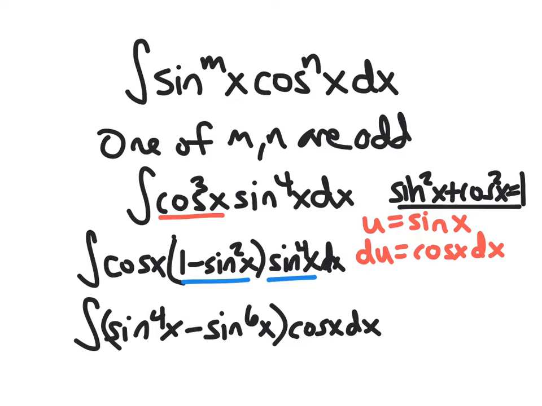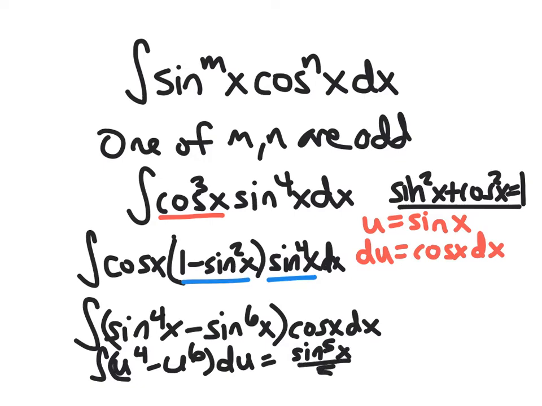Now I'm ready for my u-sub, right? I have now written this as u to the fourth minus u to the sixth, and then cosine x dx is my du. And now I'm good to go, right? So it's 1/5 u to the fifth, or sine to the fifth x over 5, minus sine to the seventh x over 7, and then plus C.